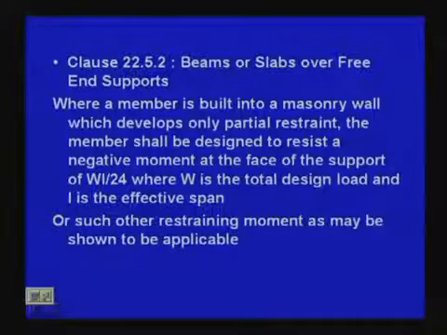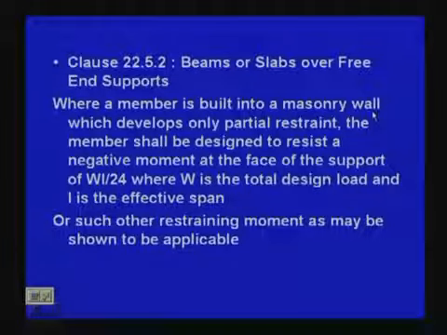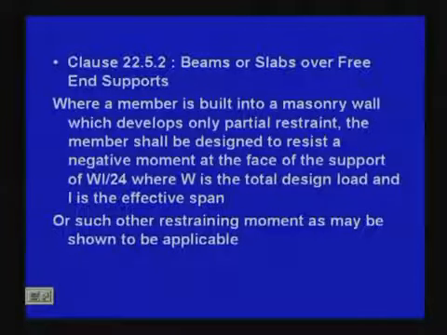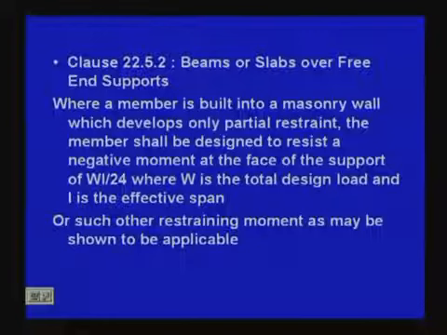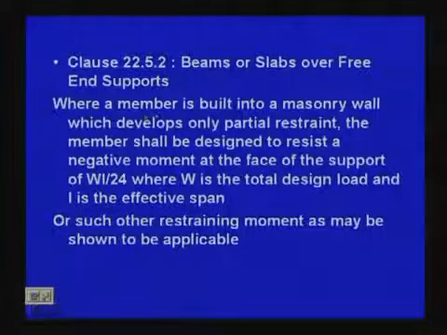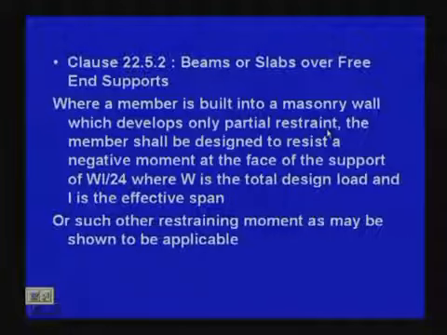So, this is another clause where a member is built into a masonry wall. So far we have taken that masonry wall as simply supported, but it may happen that your beam or slab is inserted, embedded in the masonry wall itself. In that case, certain partial fixity may occur, and our code says where a member is built into a masonry wall which develops only partial restraint, not full, that is not WL²/12.